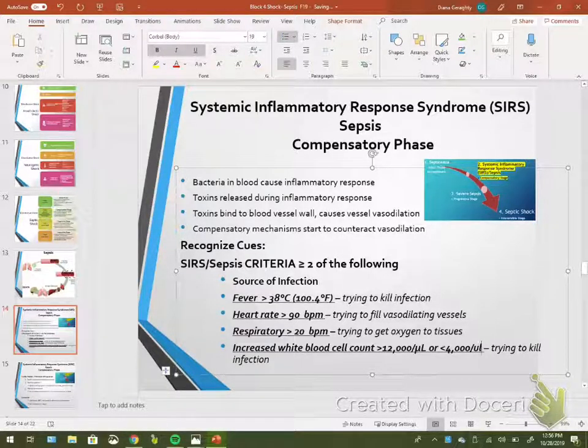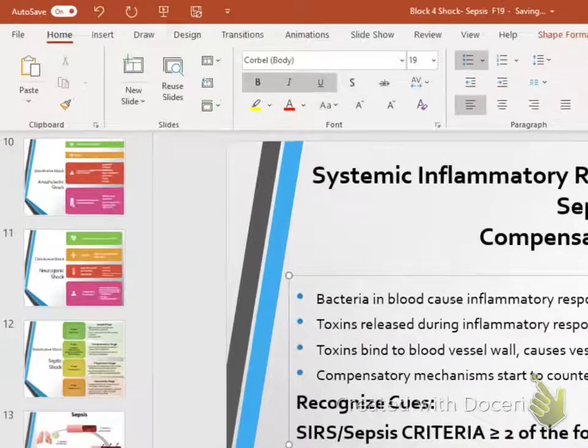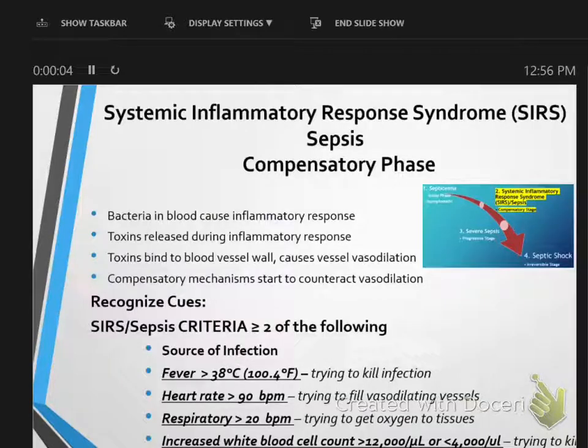Okay, so why do you think I just changed that? Because that's actually the true criteria. Sorry about not fixing that beforehand. Why? Why, this one's evident, right? Your white blood cell count's up because you got an infection, right?